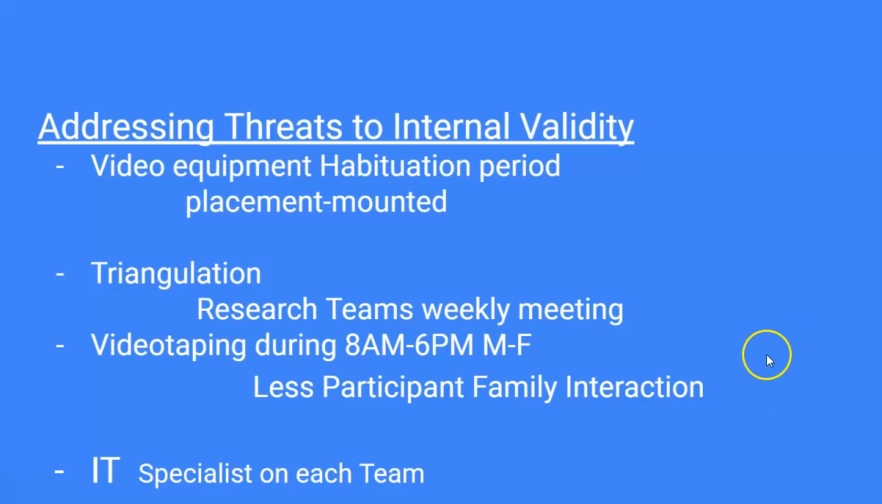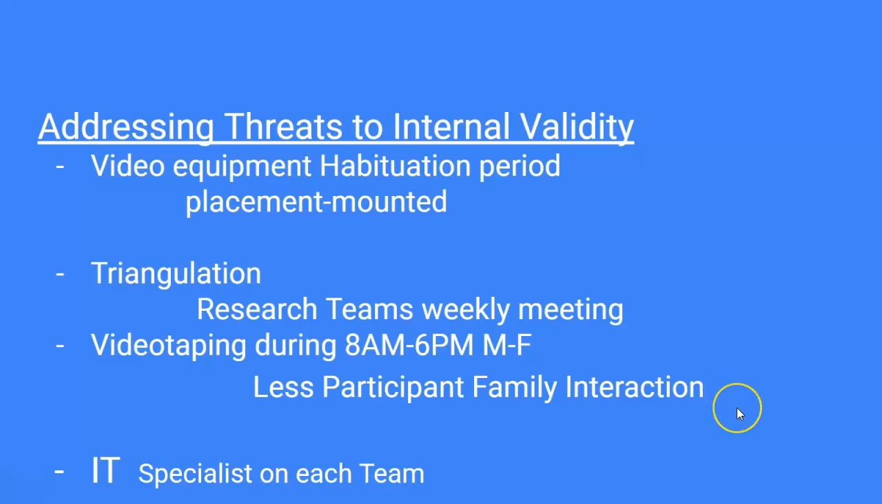The way that we'll address those threats to internal validity, a very important one, is that there's going to be a habituation period. That just means that the camera setup is going to be installed and left in there for several days so that the dog gets used to it, so that we're not seeing behavior that is the dog responding to stress from something they're not used to around them.